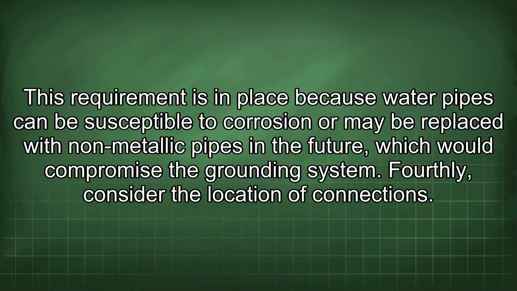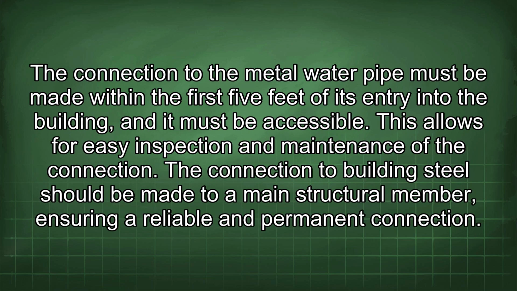Fourthly, consider the location of connections. The connection to the metal water pipe must be made within the first 5 feet of its entry into the building, and it must be accessible. This allows for easy inspection and maintenance of the connection. The connection to building steel should be made to a main structural member, ensuring a reliable and permanent connection.